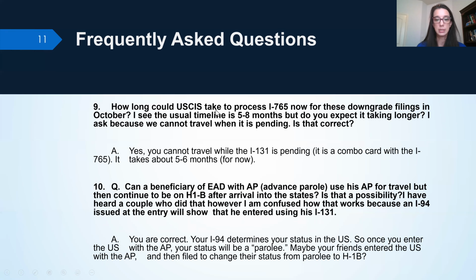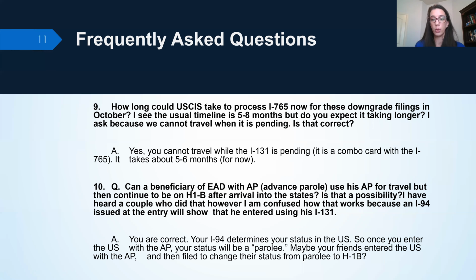How long could USCIS take to process the I-765? That's the EAD. For these downgrade filings in October, I see the usual timeline is 5 to 8 months, but do you expect it taking longer? I ask because we cannot travel when it's pending. Yeah, currently they're all over the place, but the average is between 5 to 6 months to 8 months.